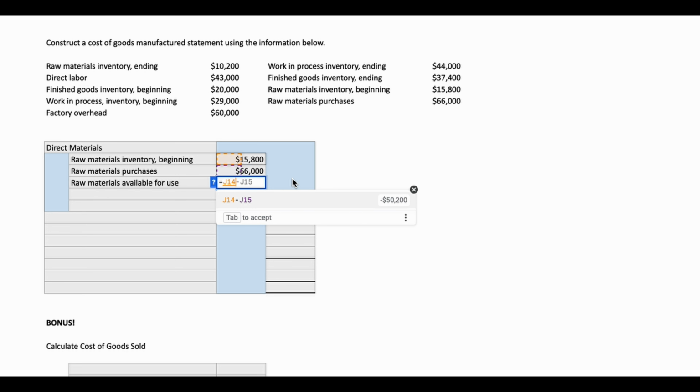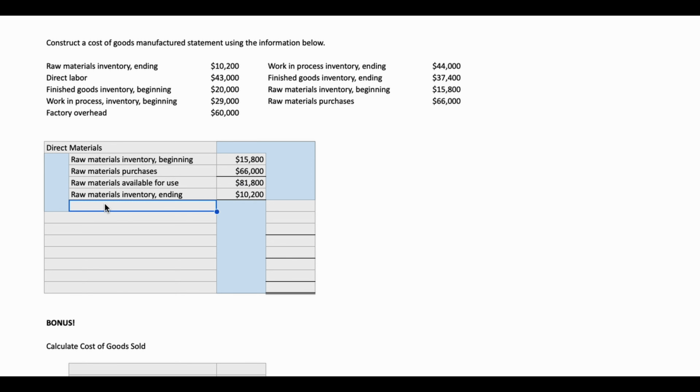To get that, we add the two together, telling us how much went into our storeroom for the period. Then we take our ending inventory, which for us is $10,200. That tells us what was left in the storeroom at the end of the period. This gives us our direct materials used, or put into production. We take the total that was available and subtract the amount left over, which gives us $71,600 put into production. For us, we only have to calculate that one item. The rest are going to be given to us.